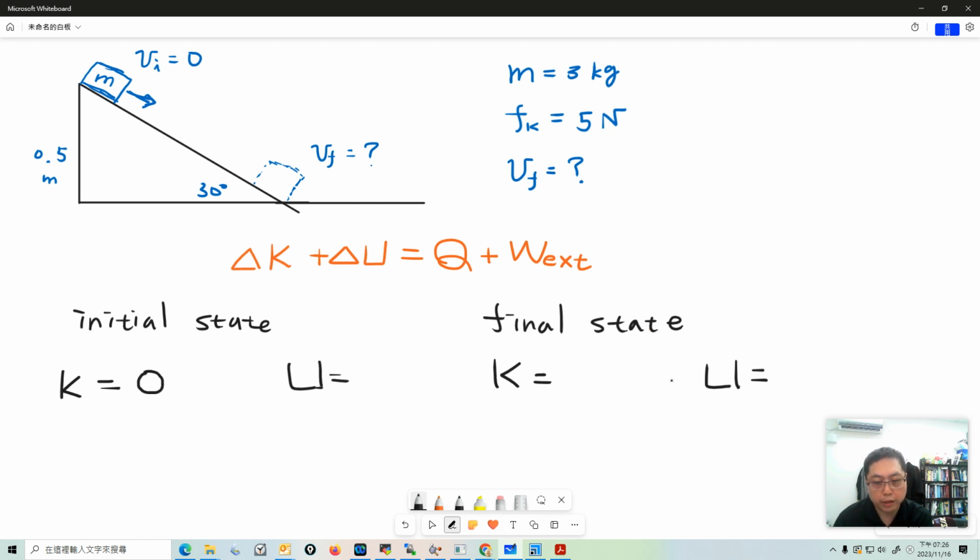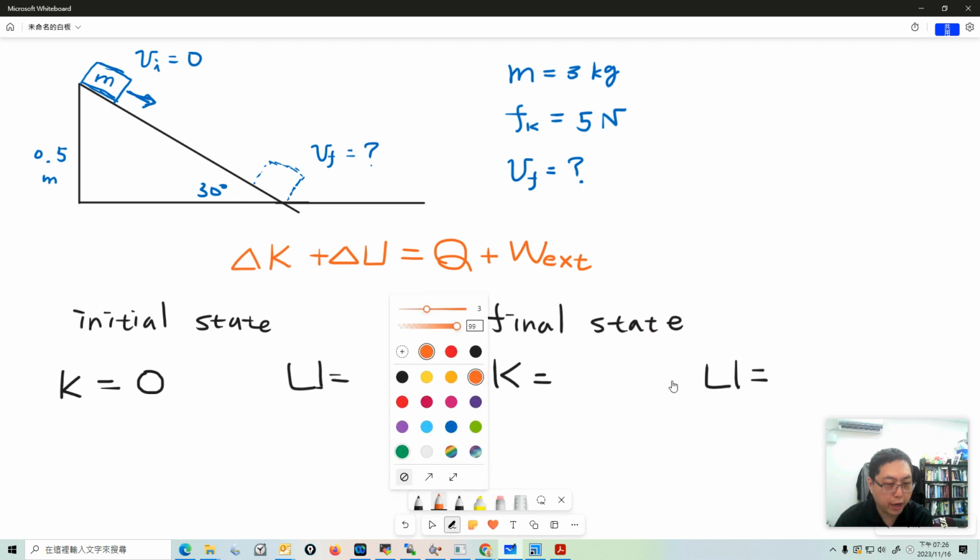What is the potential energy of the system? We have two kinds of potential energy: gravitational potential energy and elastic potential energy. Since there is no spring in this system, we only have gravitational potential energy, which is mgh: mass times the acceleration of gravity times the height. For the height, we have to define a coordinate.